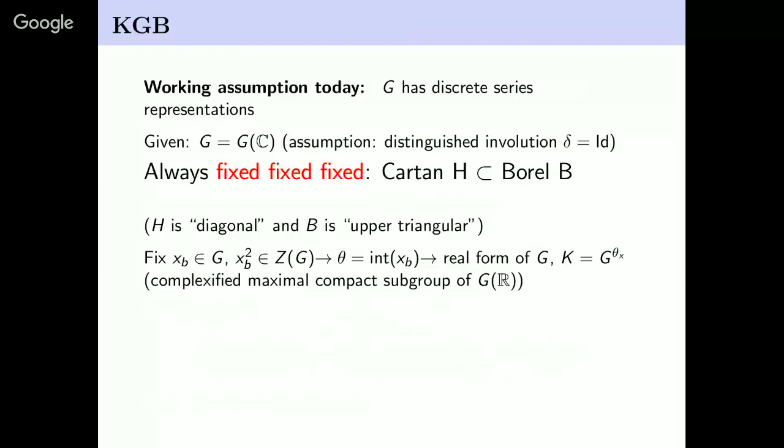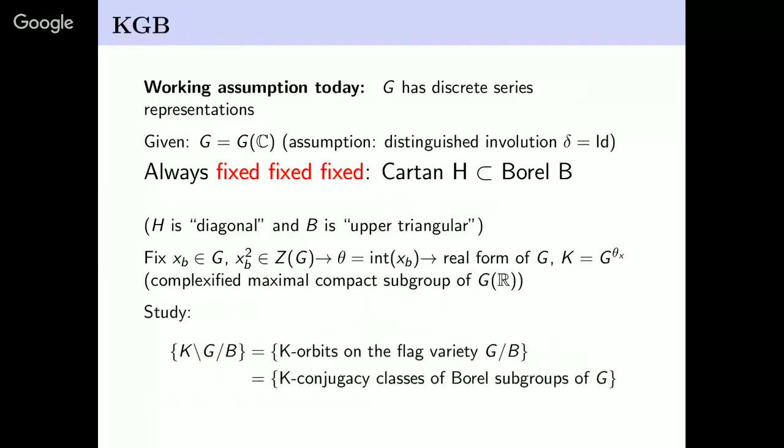K is the fixed points of this involution, and the relationship is that the real form that you're talking about is the one whose complexified maximal compact subgroup is K. Okay, so that's the usual theory of real forms, a la Cartan.